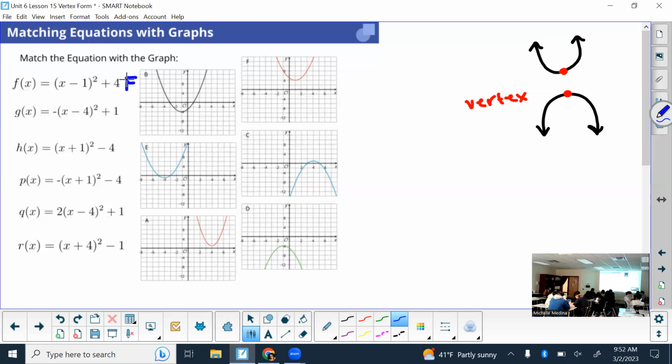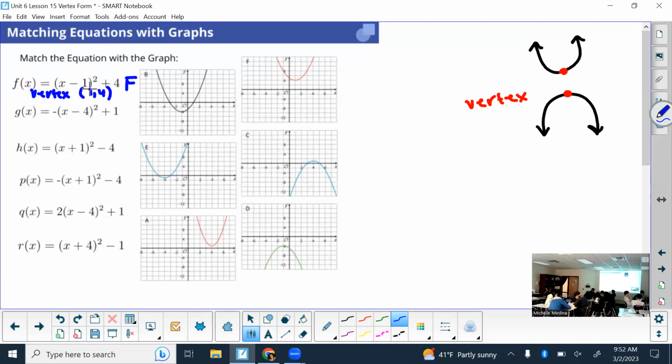For f of x, what graph matches with f of x? Okay, we say f. Let's see. Table 3, what's my vertex for f of x? 1. What was the first number you said? 1. Okay, +1, +4. Everyone agree?